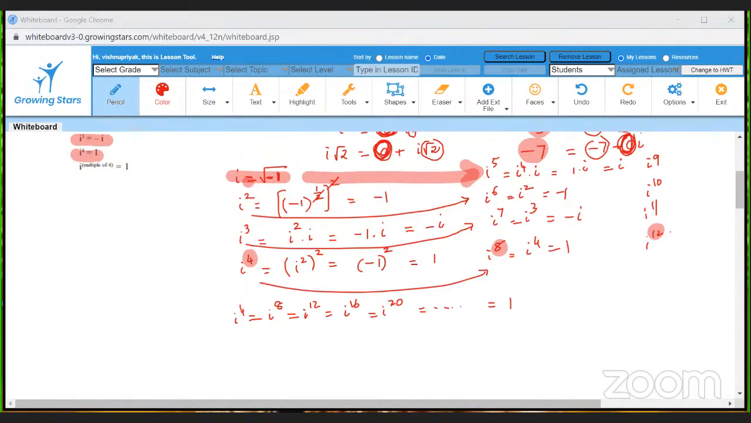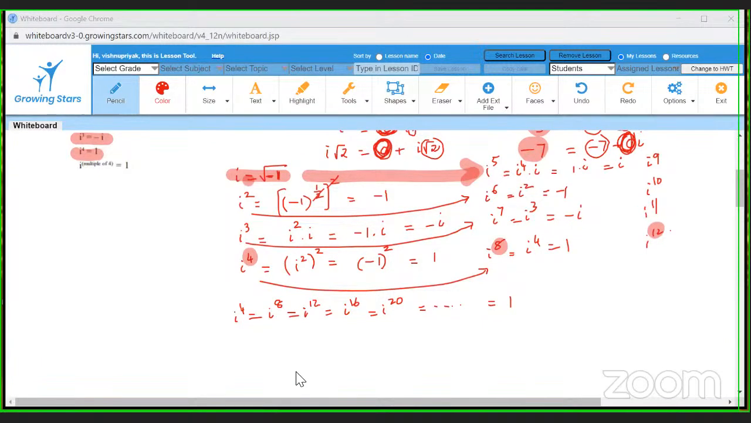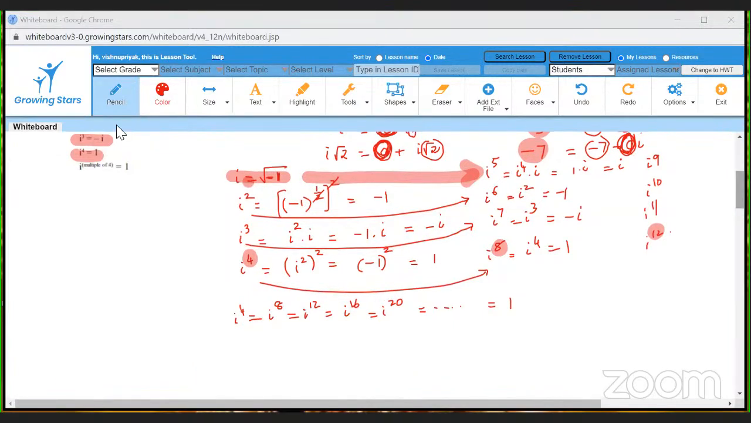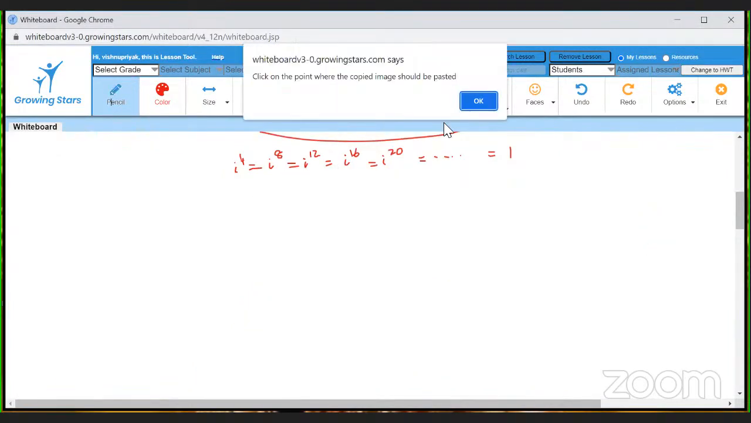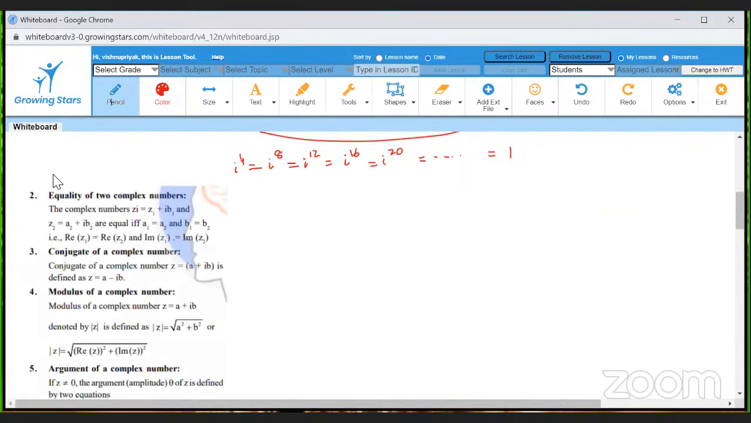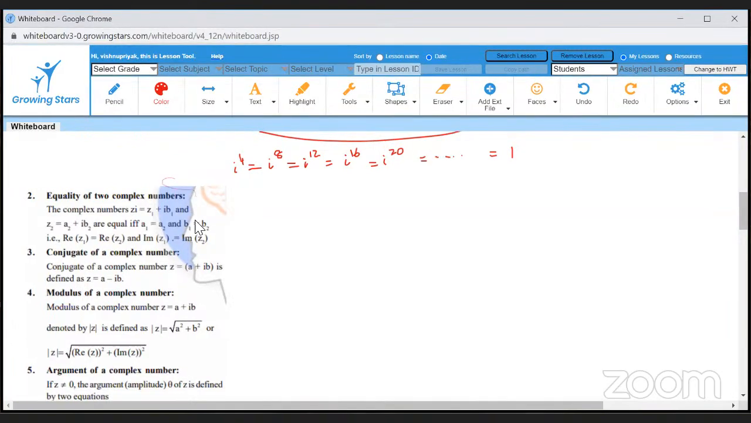Okay, the next set of formulas I'm pasting now. It will take a little time to paste, but if I write, it will take more time. Just for explanation, I'm writing. Okay, the next one.